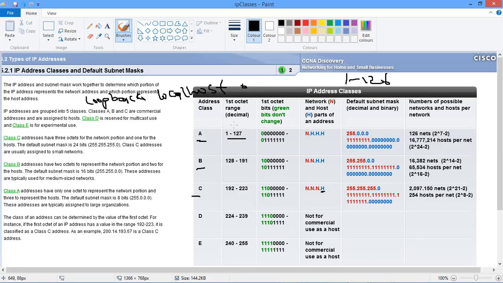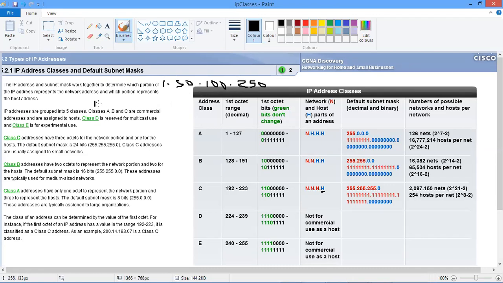So class A is from 1 to 126. Although partly it is actually 127, class A is from 1 to 126. 127 was reserved for loopback localhost. And they say that any IP address that starts from 1 to 126 is class A. For instance, if I have 1.50.100.250, this IP address is class A.